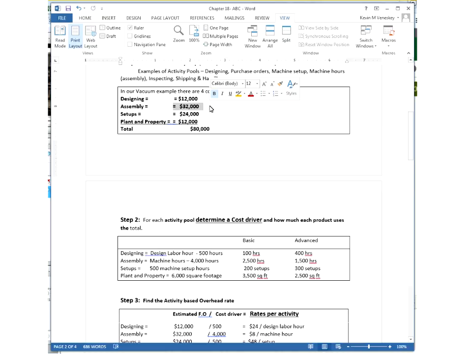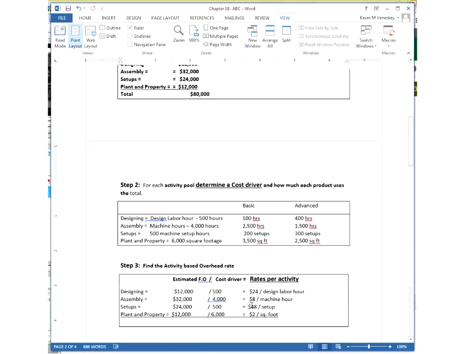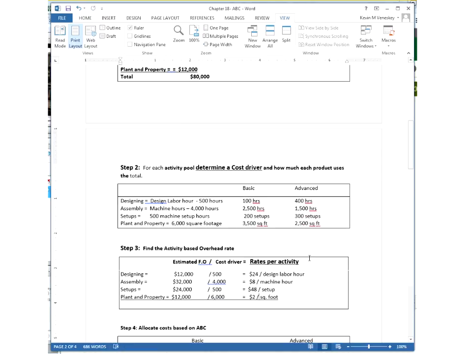Out of the $32,000 spent in assembling, there were 4,000 hours total devoted to assembling. So how many dollars per hour went to assemble? And for every hour that we assemble, $8 of overhead should go to that item. Setups, it was $48 per setup. And then property and plant, if we had $12,000 in expenses spread out over 6,000 feet, that's $2 per square foot.